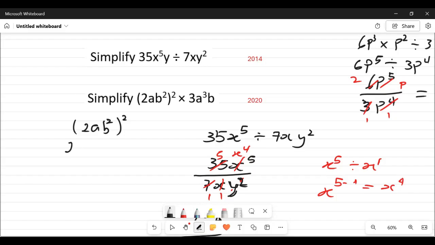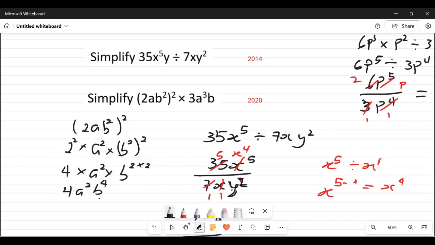So we're going to get 2 exponent 2 times a exponent 2 times b exponent 2, and then exponent 2. So that's going to be 4, straightforward, a squared. Now, according to the power rule, b exponent 2 all raised to the power 2 is going to be b exponent 4. We just multiply, so it's going to be 2 times 2. So finally, we'll be getting 4a exponent 2, b exponent 4. So you continue from there. Remember, you are not done. You have to continue from there.